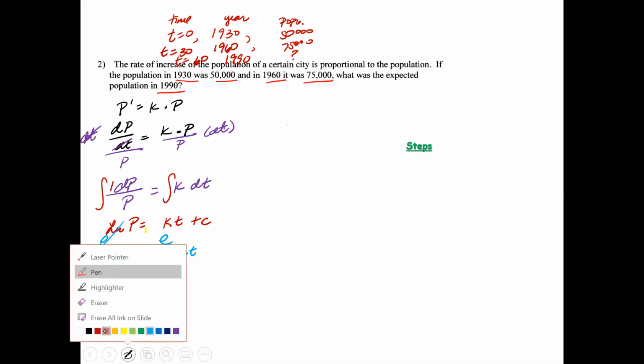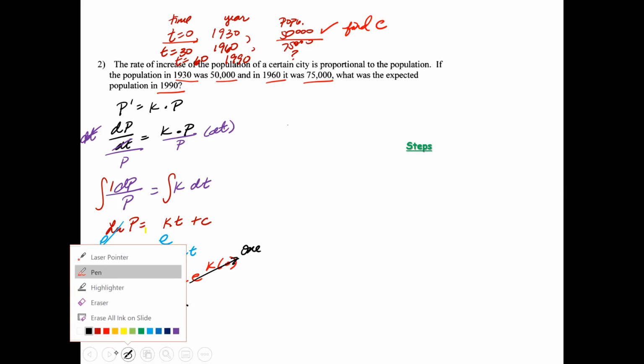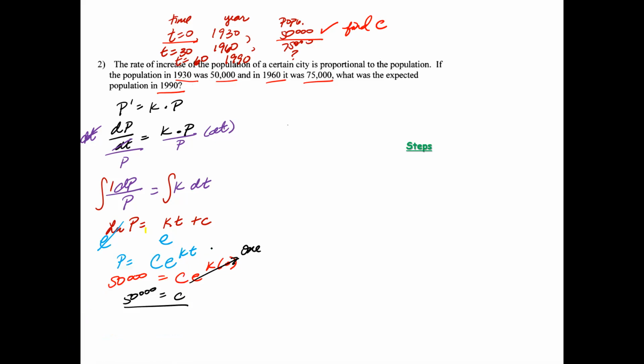Now that I have my formula, I'm going to use my first point right here and plug it in to find C. So when t is 0, population is 50,000. So 50,000 equals C e to the K times 0. Now, you know that K times 0 is 0. E to the 0 is just going to be 1. 1 times C is just C. So C is 50,000. You're going to go back to your original equation, rewrite it, and you should have that new equation as P is equal to 50,000 e to the Kt.